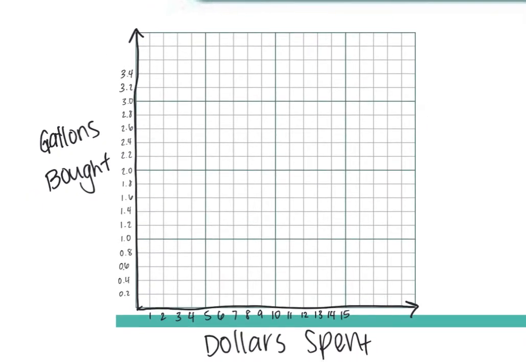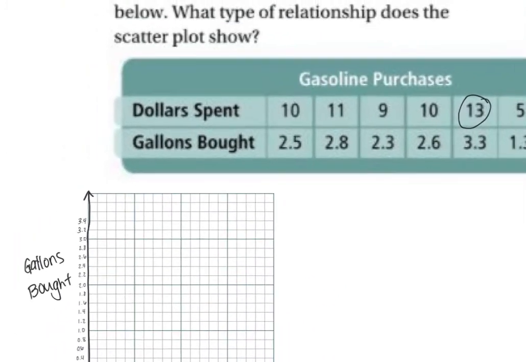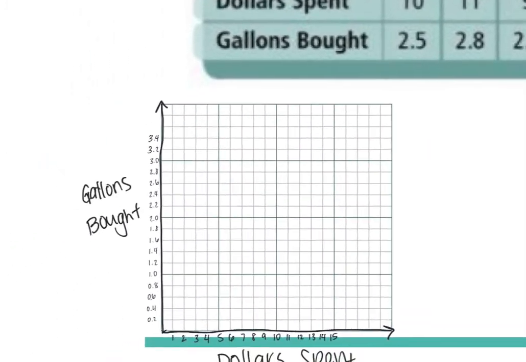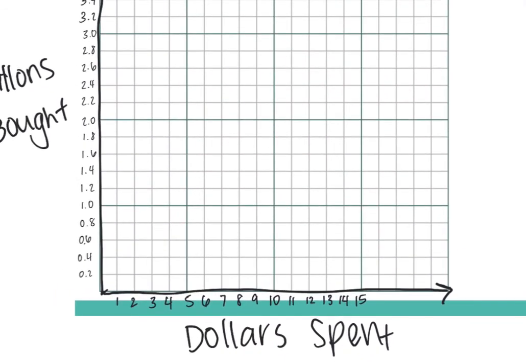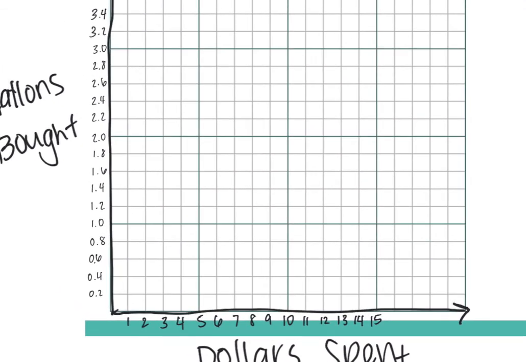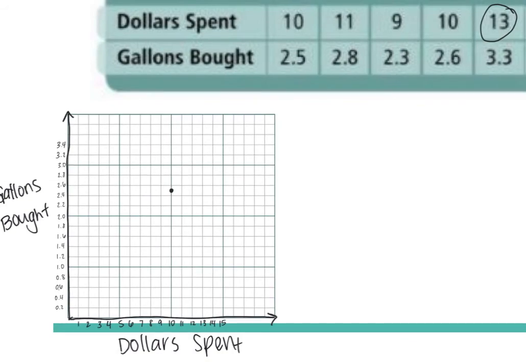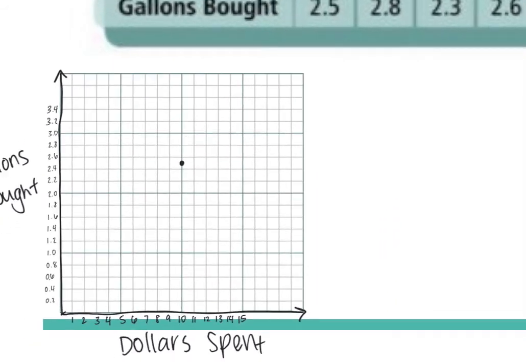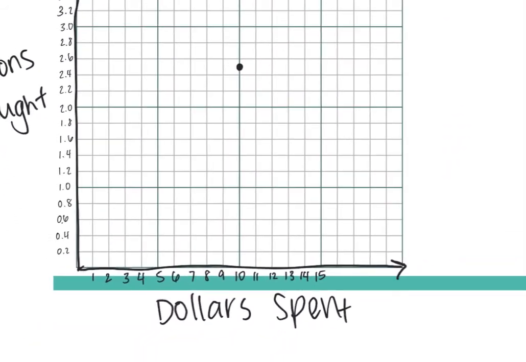All right, guys, and now we're just going to plot each of these points, okay? So, dollars spent for $10. How many gallons were bought? 2.5. So let's find 2.5. So at $10 spent, 2.5 is right between 2.4 and 2.6. So you should have a point right here, right in the middle. Okay? Next, let's do 11 and 2.8. So at 11, 2.8, that's right here.